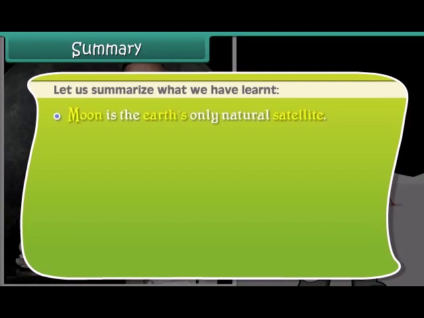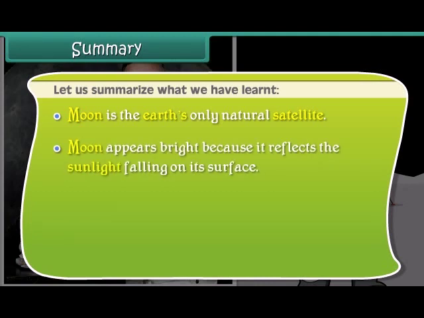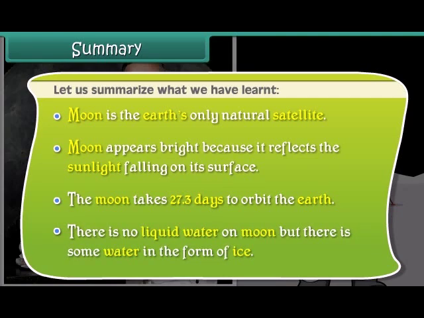Moon is the Earth's only natural satellite. Moon appears bright because it reflects the sunlight falling on its surface. The Moon takes 27.3 days to orbit the Earth. There is no liquid water on Moon, but there is some water in the form of ice.